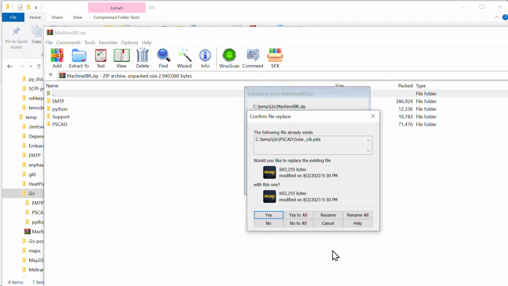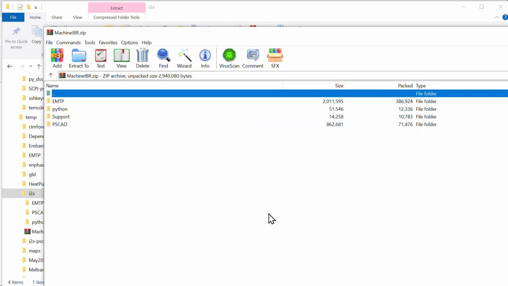And it is going to start asking me if I want to replace existing files. So here's one. This is the Solar library, which is a dependency of PSCAD. It's okay to overwrite this. So notice the dates and the times are the same. It's okay to overwrite that. This is the ComTrade Python file. Now notice that the dates and the size are a little bit different. So I want to overwrite it. And everything else was new.